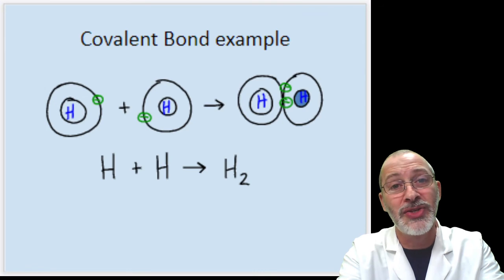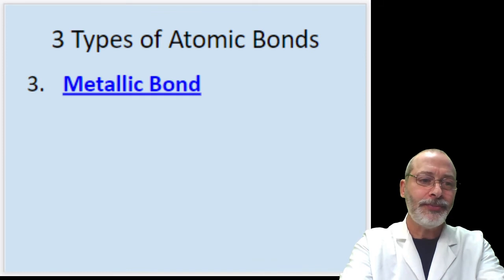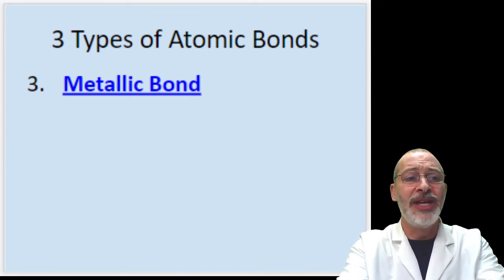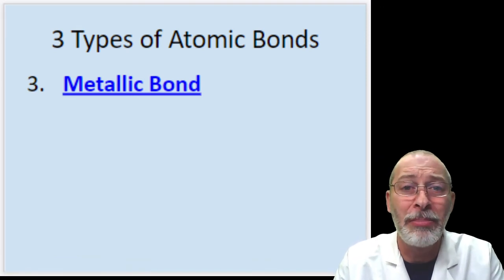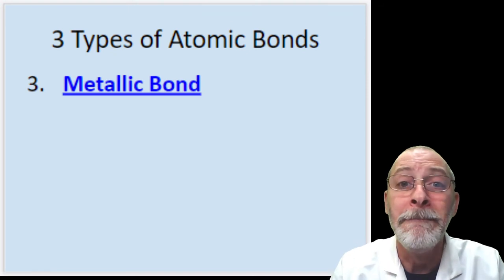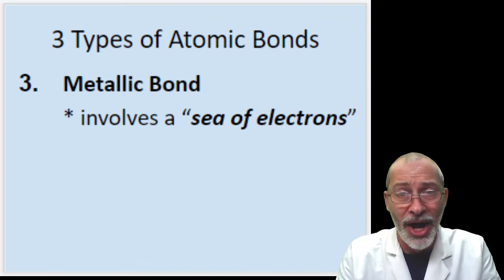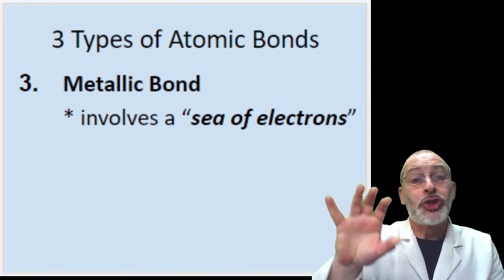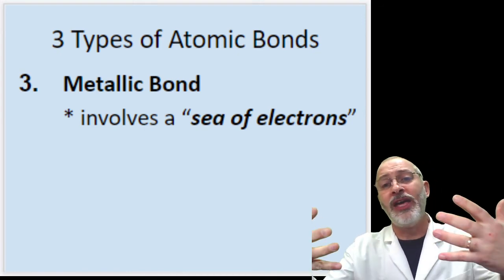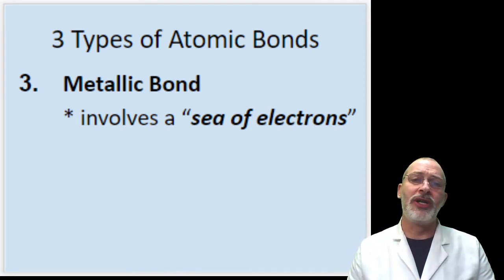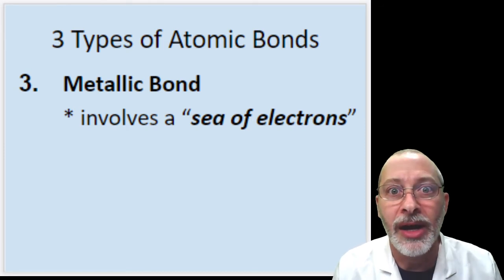And so that brings us to the third and final type of bond, metallic bonds. Metallic bonds, as the name certainly implies, involves atomic bonds associated with metals. And with a metallic bond, we don't have a transfer of electrons as we have in ionic bonds. We don't have a sharing of electrons as we have in a covalent bond. We have a sea of electrons.